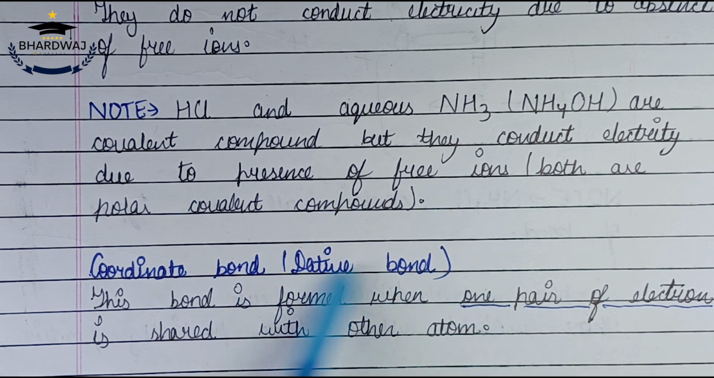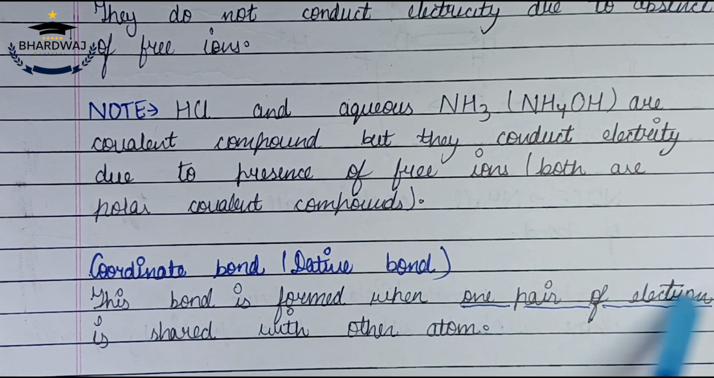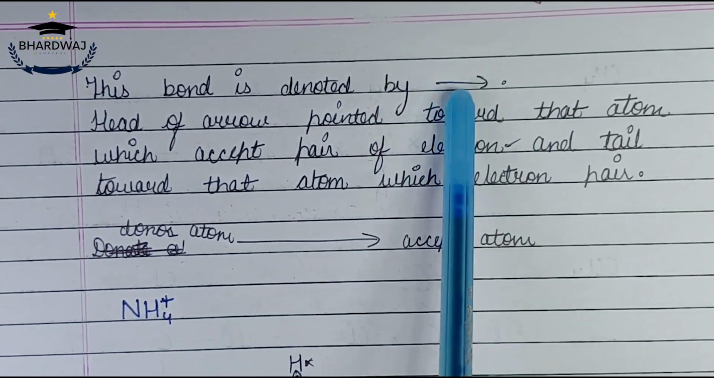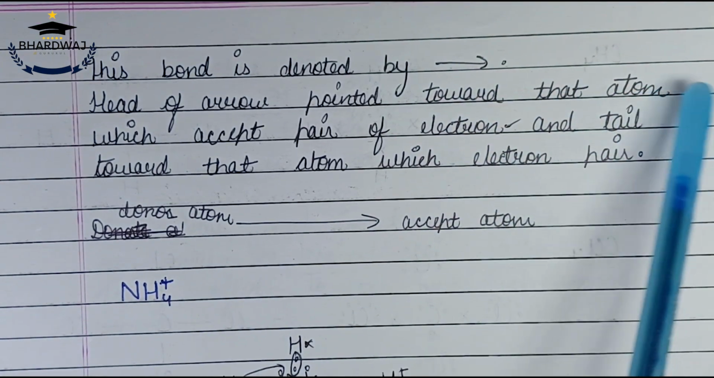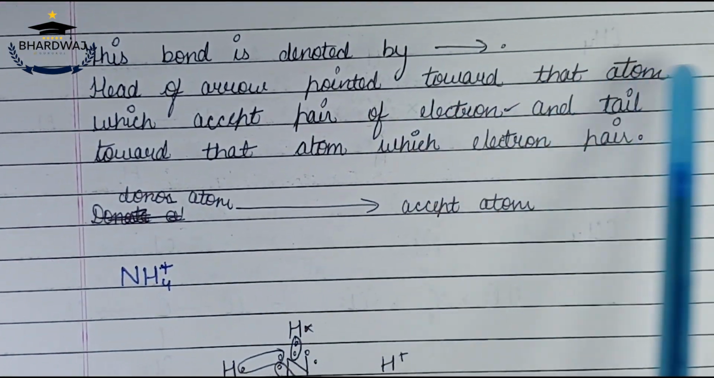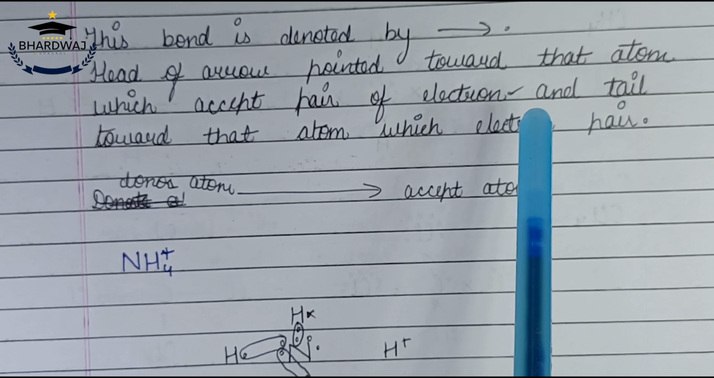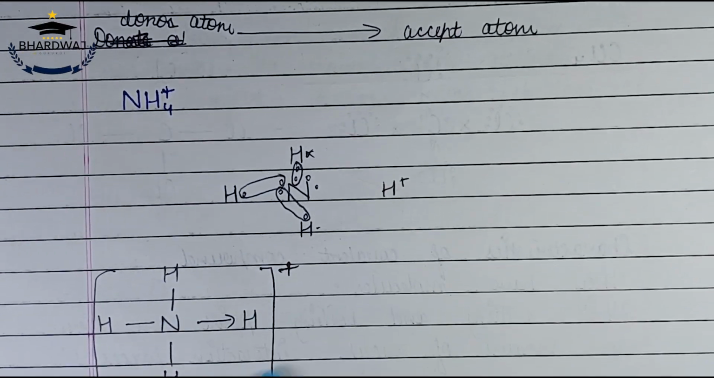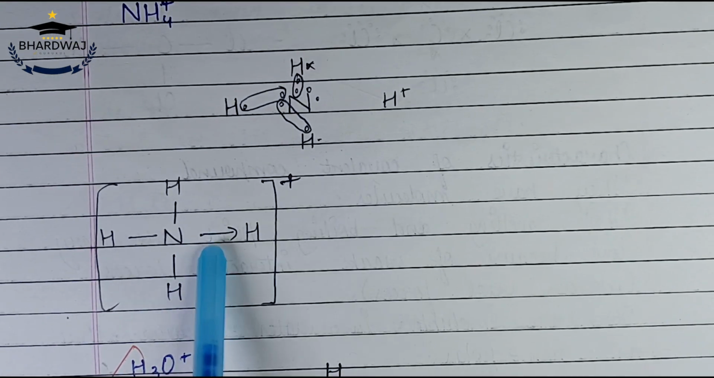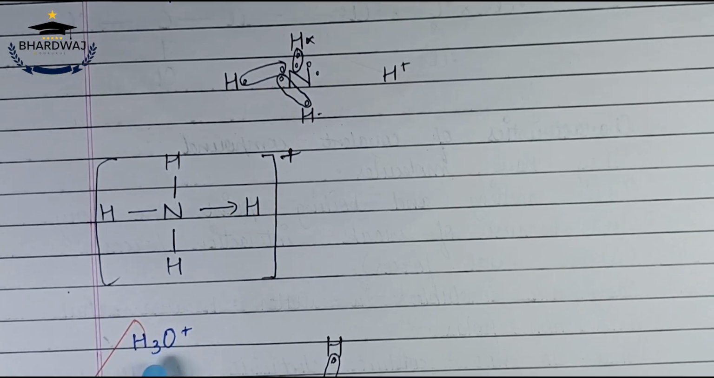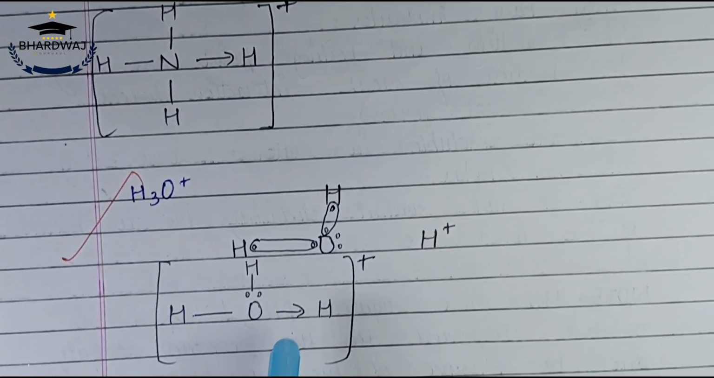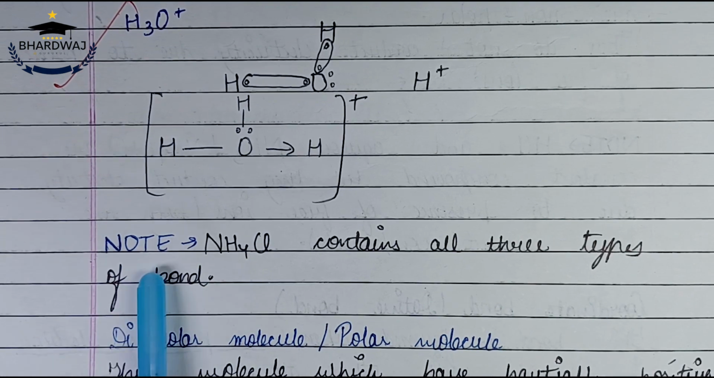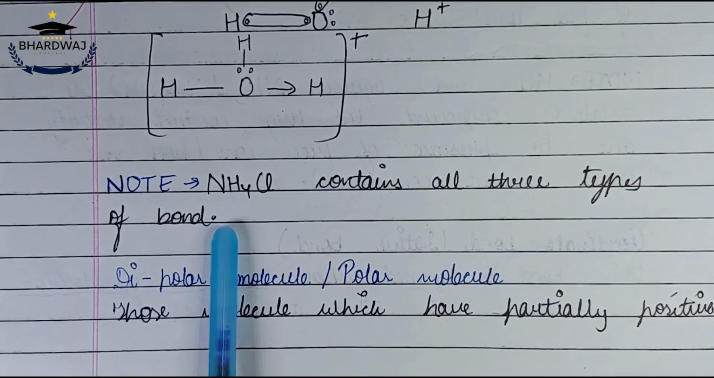Coordinate bond or dative bond: this bond is formed when one pair of electrons is shared with another atom. This bond is denoted by an arrow. The head of the arrow points towards the atom which accepts the pair of electrons, and the tail towards the atom which donates the electron pair. So NH4+, this will be the structure with the dative bond over here, and H3O+, this will be the structure with the dative bond present over here and plus charge. Note: NH4Cl contains all 3 types of bond.